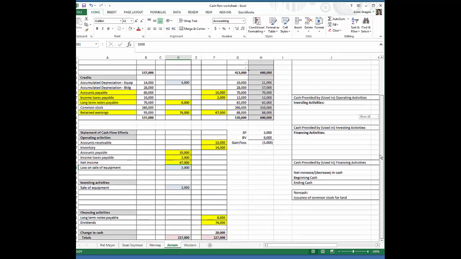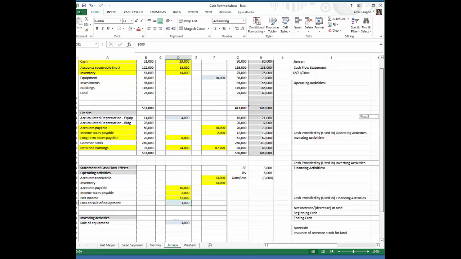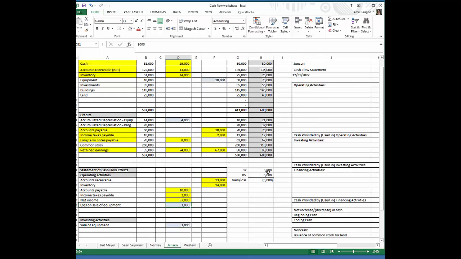And I'll double check that I am in balance. So this schedule is very useful in making sure that we've accounted for all of the effects on the cash flow statement. So the sale again is at 3, the book value is the 10 minus the 4, and then the loss of 3 are all included. And again, we're still in balance after this entry.